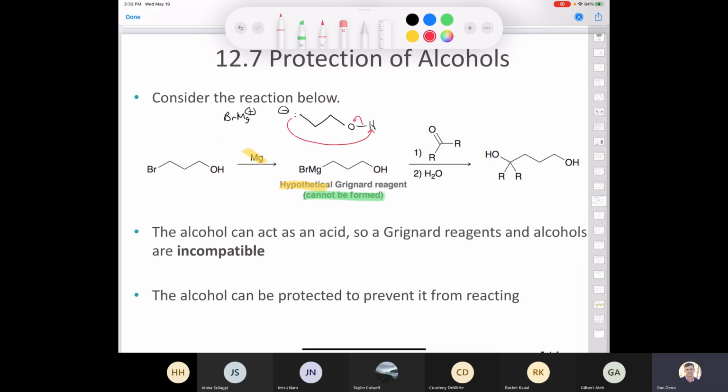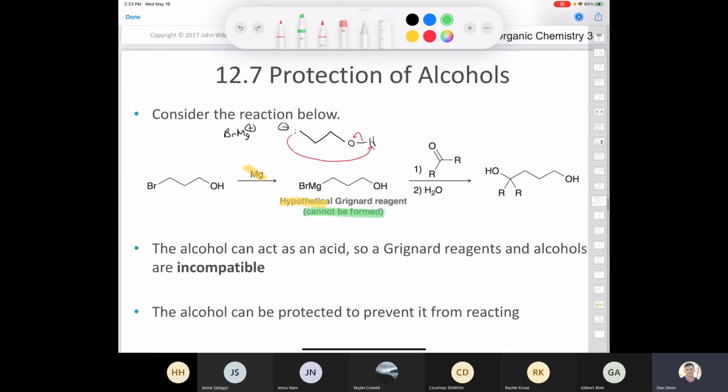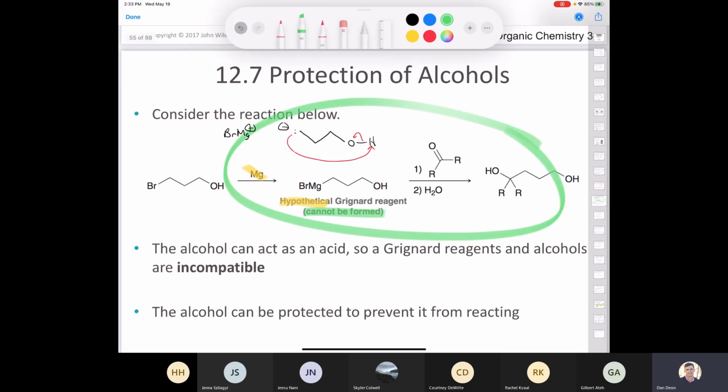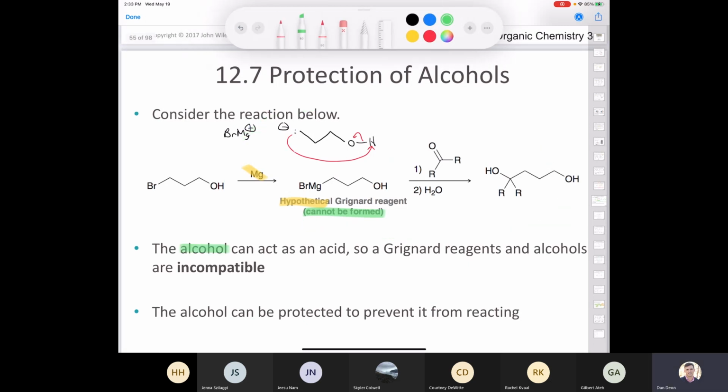Okay. So the question is, is there something that we could do to avoid this occurring? Is there some way that we could avoid that from happening, right? So that we could do this kind of reaction and we could make this diol. Is there a way? And the answer is yes, there absolutely is a way. Okay. And again, the reason why we can't do it in this way is because alcohol can act as an acid. And so alcohols and Grignard reagents are incompatible.